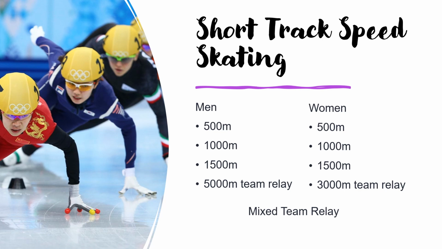Short track speed skating differs from speed skating in that the athletes are competing directly against one another and not the clock. There are 9 total events. The men and women each race a 500 meter, 1,000 meter, and 1,500 meter race. The men have a 5,000 meter team relay, while the women have a 3,000 meter relay. Additionally, there is a mixed team relay.